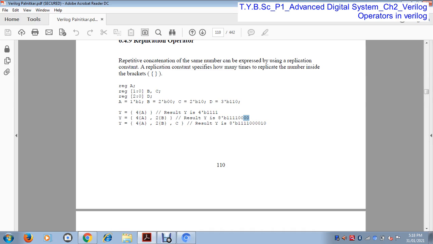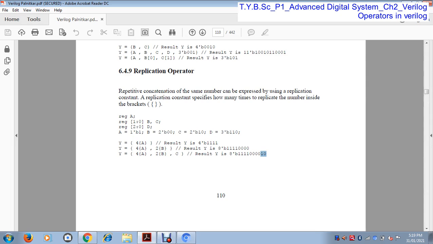Now 2 times B. The value of B is 0 0. So 0 0, this is the first time, and 0 0, this is the second time. Now C. C is 1 0. So here we write 1 time C.